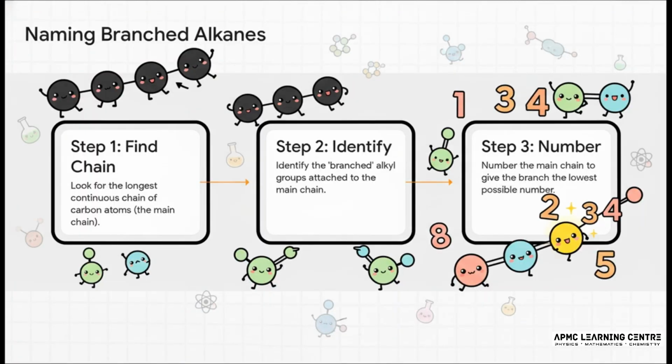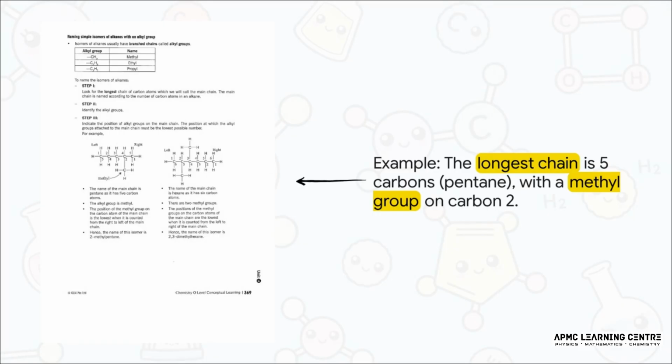Now, I know this might look a little intimidating, but trust me, it's just a simple 3-step recipe. First, you find the longest running chain of carbons. That gives you the molecule's last name. Second, you spot any branches that are sticking off it. And third, you just number the main chain so that your branches get the lowest possible address. That's it. Okay, let's try it with this one right here.